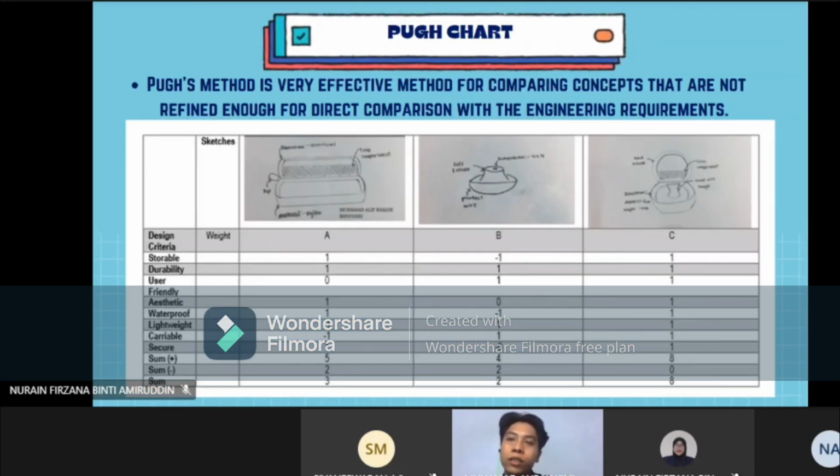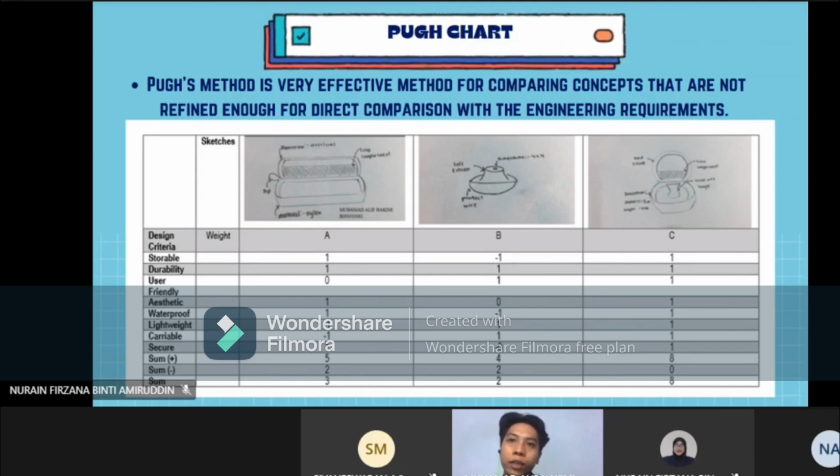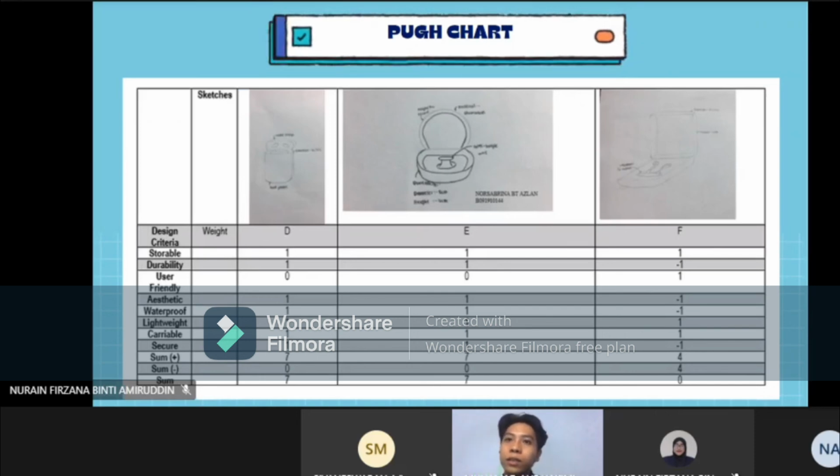For the concept selection, we will use the PUGH chart. The PUGH method is a very effective method for comparing concepts that are not refined enough for direct comparison with the engineering requirements. The table below shows the marks of each sketch that our members have drawn. These are also the sketches that our team made.